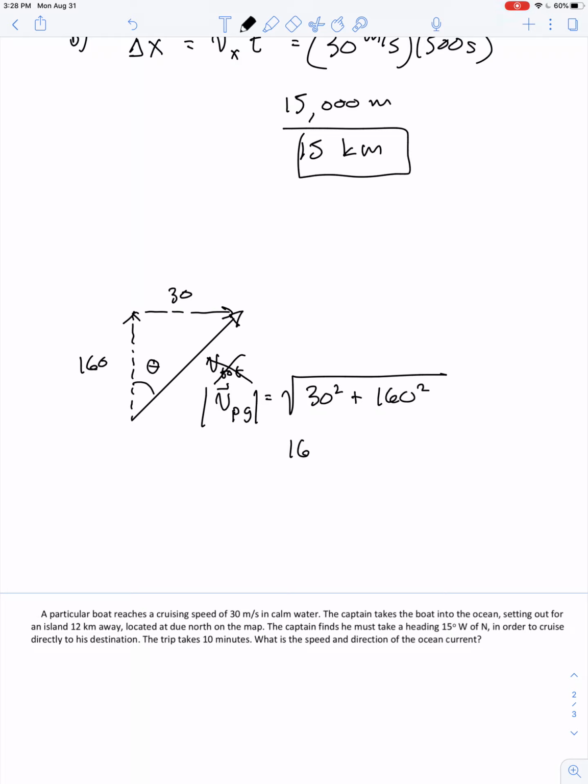So we get about 162.8 meters per second. Oh, but that's not quite right. We have to give both a magnitude and a direction. So we need to say at some angle. So we're describing the angle here. That's probably not the way we want to describe it, is it? It's better that we state the angle relative to the positive x-axis, relative to eastward.